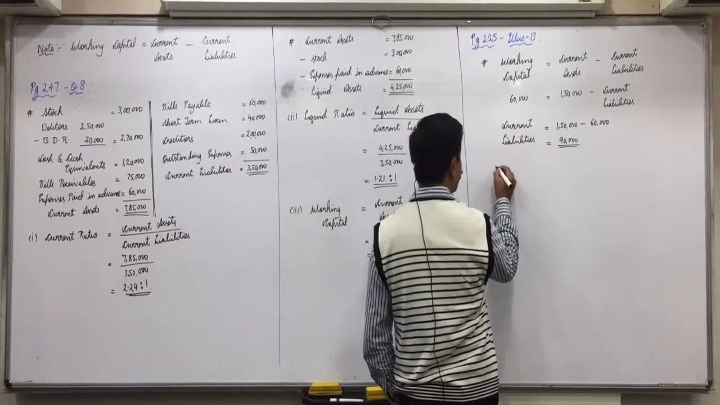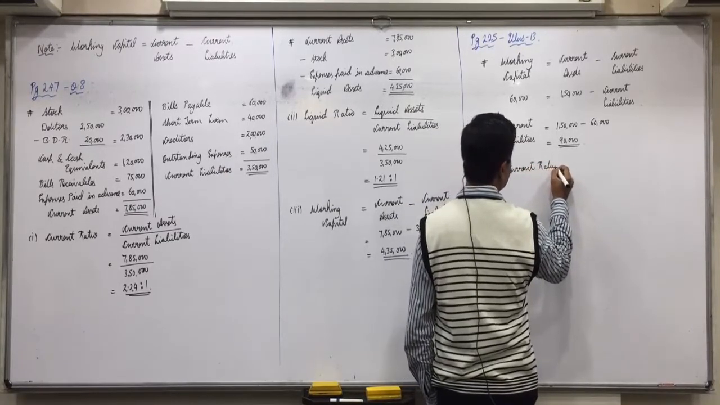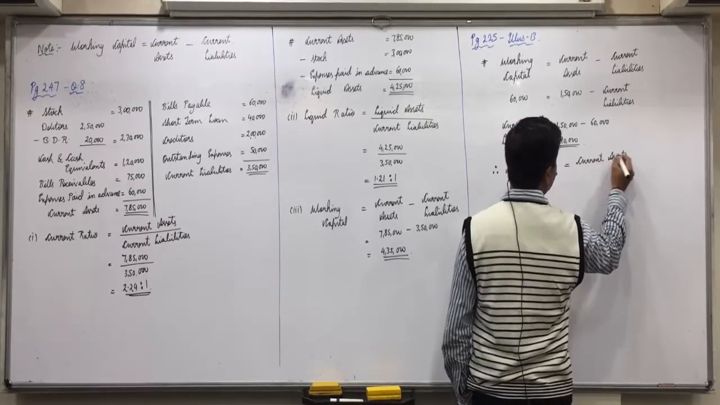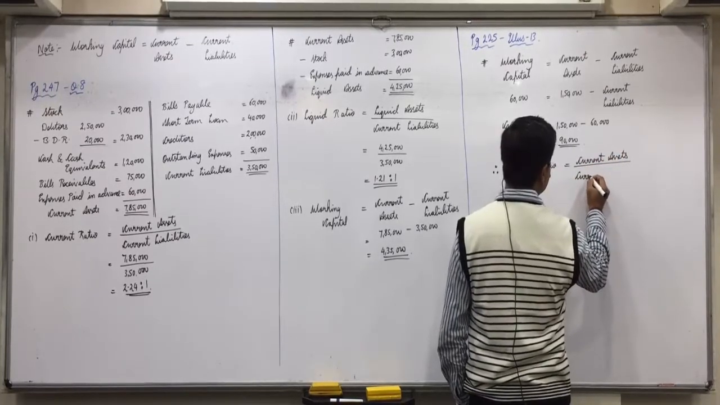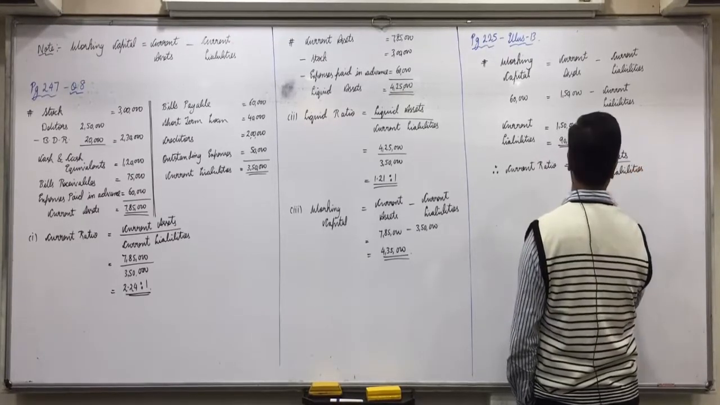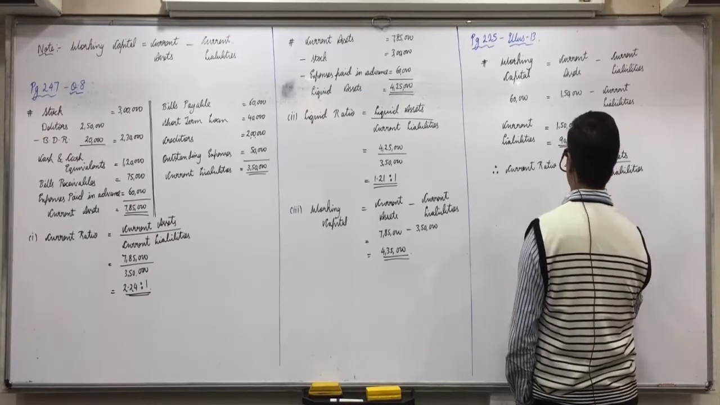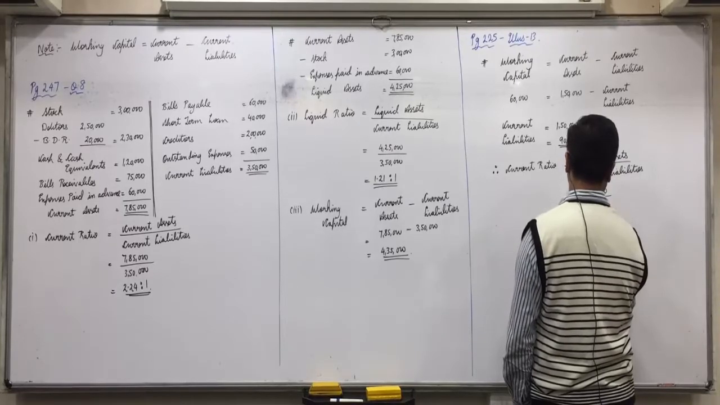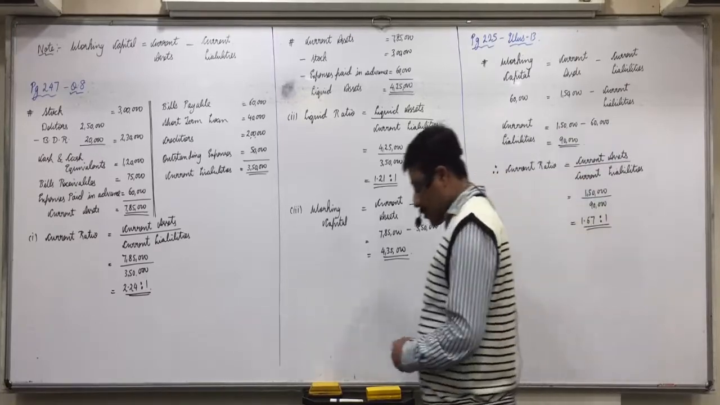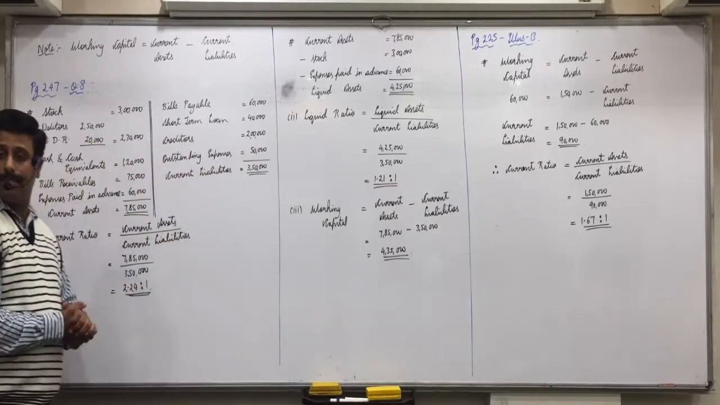Now we can find current ratio. Therefore, current ratio is equal to current assets divided by current liabilities. Current assets 1,50,000 divided by current liabilities 90,000. 1.67 is to 1. So everyone is clear with current ratio and liquid ratio. Any doubts on this? Yes, sir. Clear.